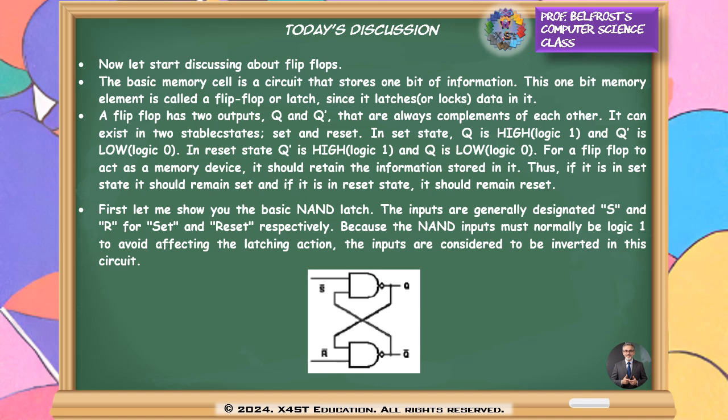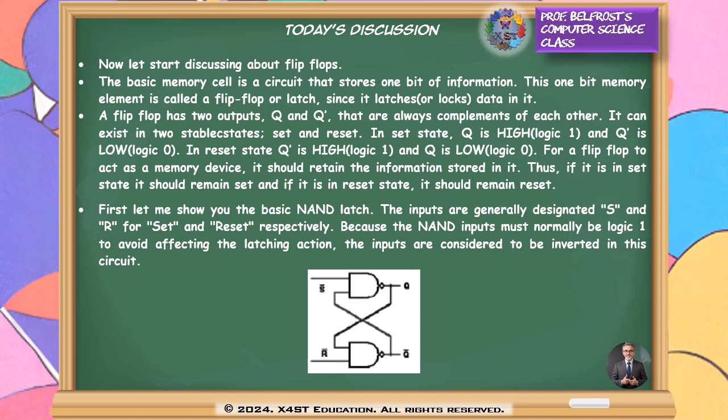The basic memory cell is a circuit that stores one bit of information. This one-bit memory element is called a flip-flop or a latch, since it latches or locks the data in it. A flip-flop has two outputs, Q and Q naught, which are always complements of each other. It can exist in two stable states, set and reset. In the set state, Q is high and Q naught is low, and in reset, Q naught is high and Q is low. So it acts as a memory device: if it is in the set state, it needs to remain set, and if it is in the reset state, it needs to remain reset.